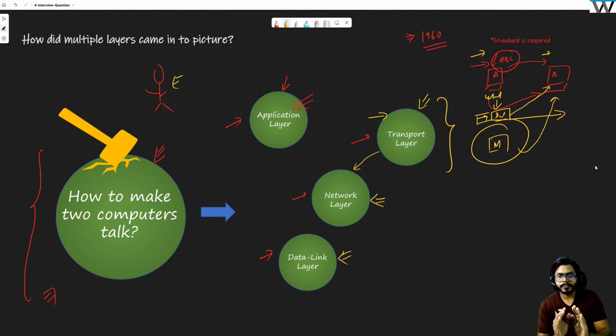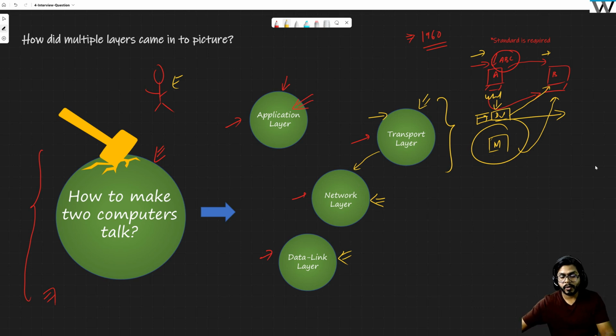The problem was we had computers. We need to make them talk, right? And if you want to make them talk, then basically it's a big problem. And that is why we have divided that problem into multiple pieces. And those pieces are your layers, right? And that is why these layers or individual modules come into the picture.